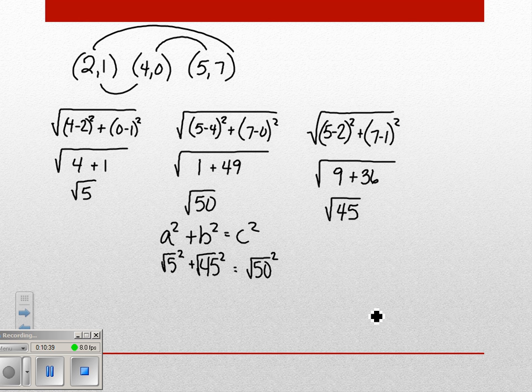So root 5 times root 5 is 5. Root 45 times root 45 is 45. And root 50 times root 50 is 50. Well, 5 plus 45 is 50, so this one would in fact be a right triangle.